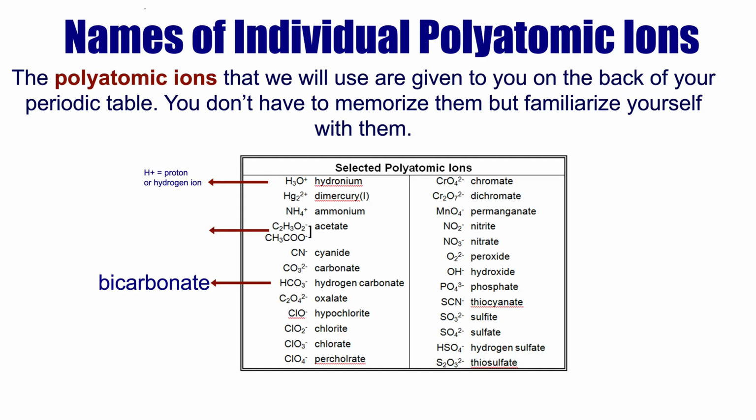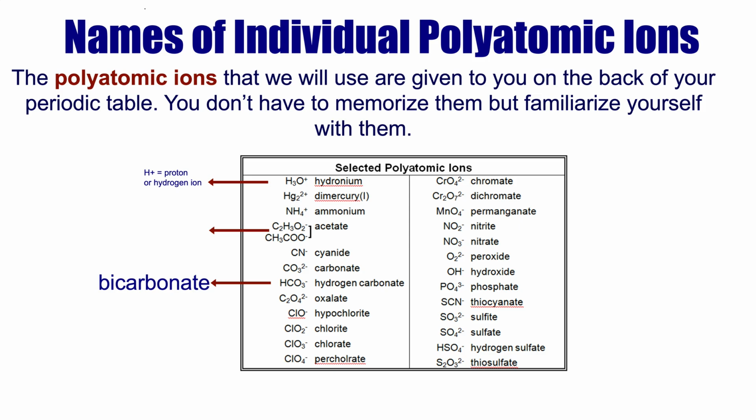On the back of your periodic table, you're going to find a table that says selected polyatomic ions. These are the polyatomic ions that we're going to use in class. You don't have to have them memorized, but you need to be careful that you're also checking the back of the periodic table when you are doing a name or a formula to check to see whether or not something is a polyatomic ion. So you're not memorizing, instead you're familiarizing yourself with them. You will familiarize yourself by doing the different practice problems.